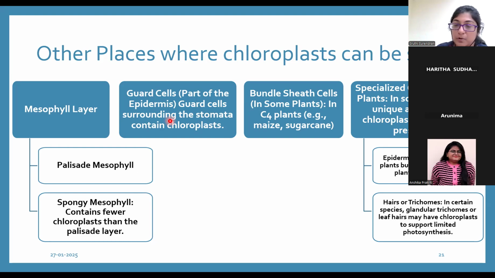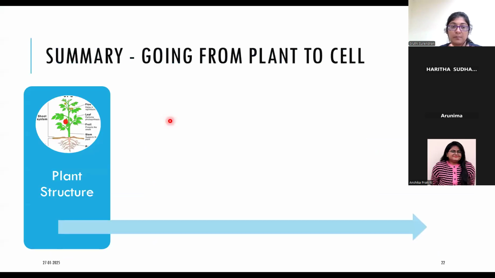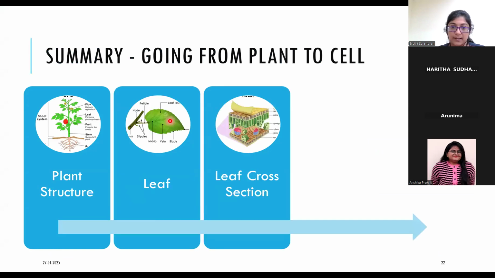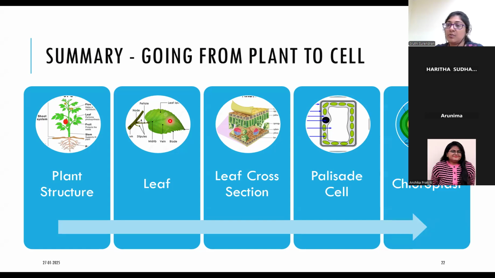For us, it is not important where all chloroplasts are found. What is important is what is inside a chloroplast. So till now, we went from a plant structure to a leaf, from inside a leaf to one of the single tissues inside a leaf, which is the palisade, and from the palisade we went into the chloroplast.